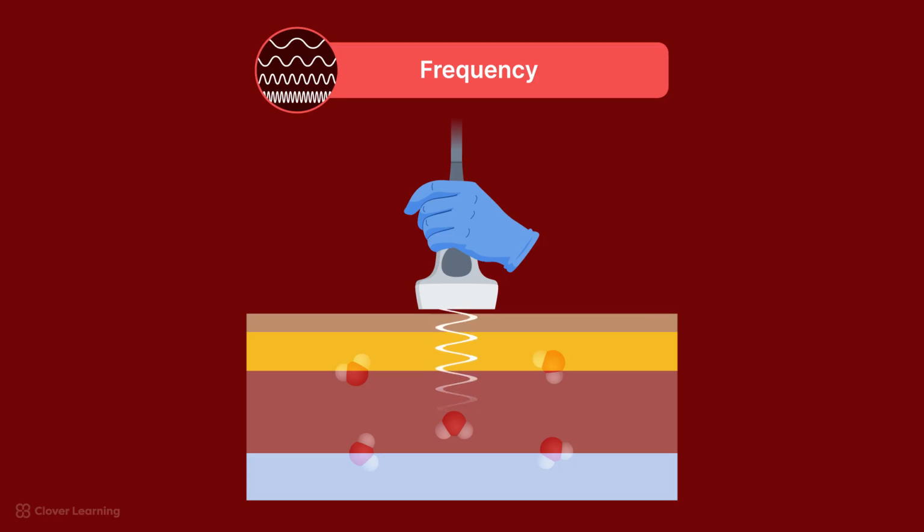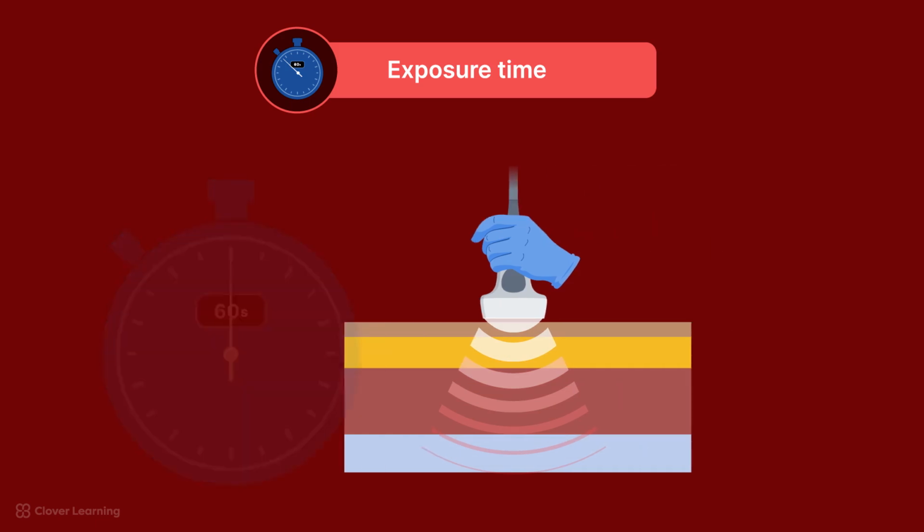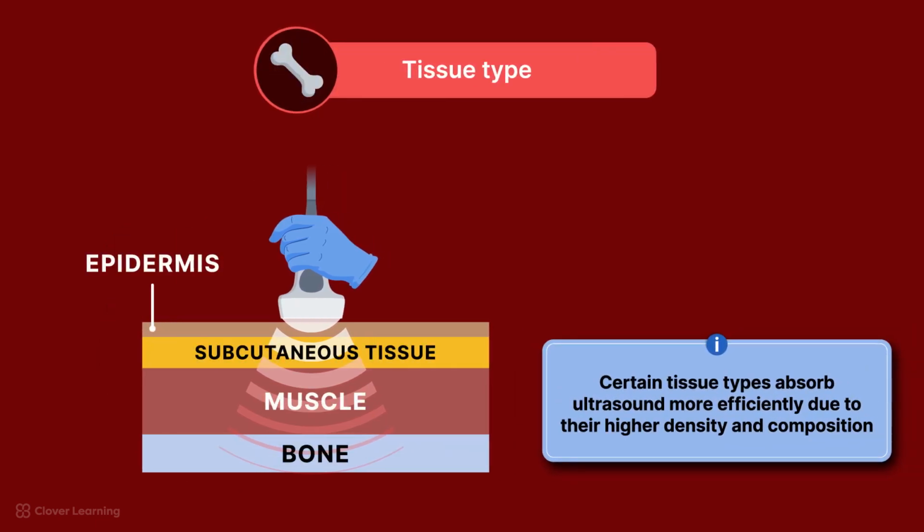This occurs because as ultrasound waves travel through tissue, their mechanical energy is absorbed by molecules within the living tissue, causing them to vibrate and generate heat. Longer exposure increases the likelihood of significant temperature rises. Certain tissue types, such as bone, absorb ultrasound more efficiently than soft tissues due to their higher density and composition.